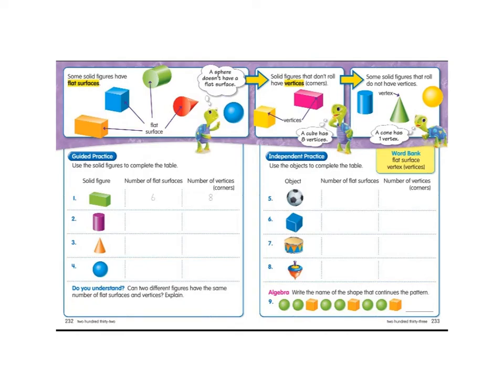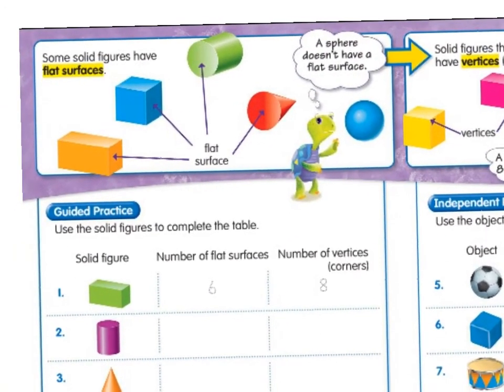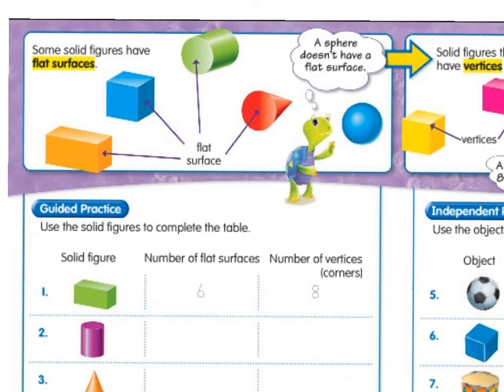Okay, let's get started on the visual bridge. Some solid figures have flat surfaces. As you can tell on the model, all of these have flat surfaces where it's pointing to. Okay, flat just means it's very flat. It's not round, it's not bumpy, it's flat. And all of these have flat surfaces.